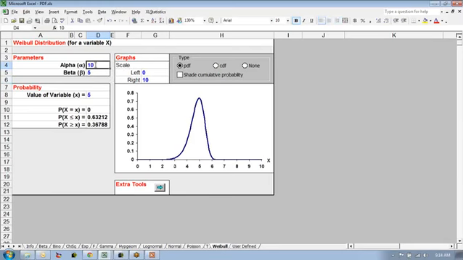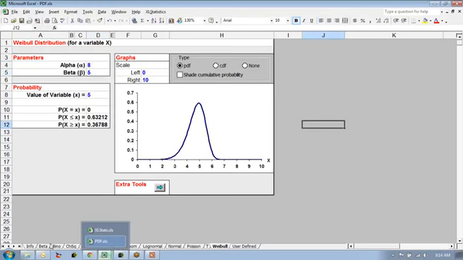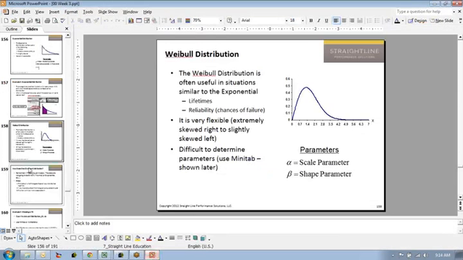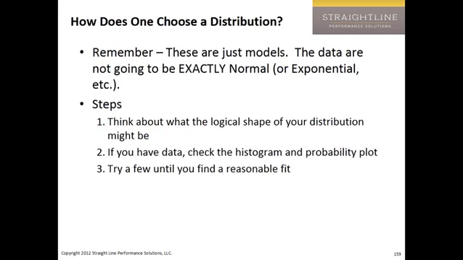Yeah, so it's pretty interesting how this can be flexible in terms of developing a number of different types of shapes. So Weibull can be a useful one. Tricky to estimate, though. Okay. So basically, I want us to remember again that these are just models. The data are never going to be exactly normal or exponential or whatever.